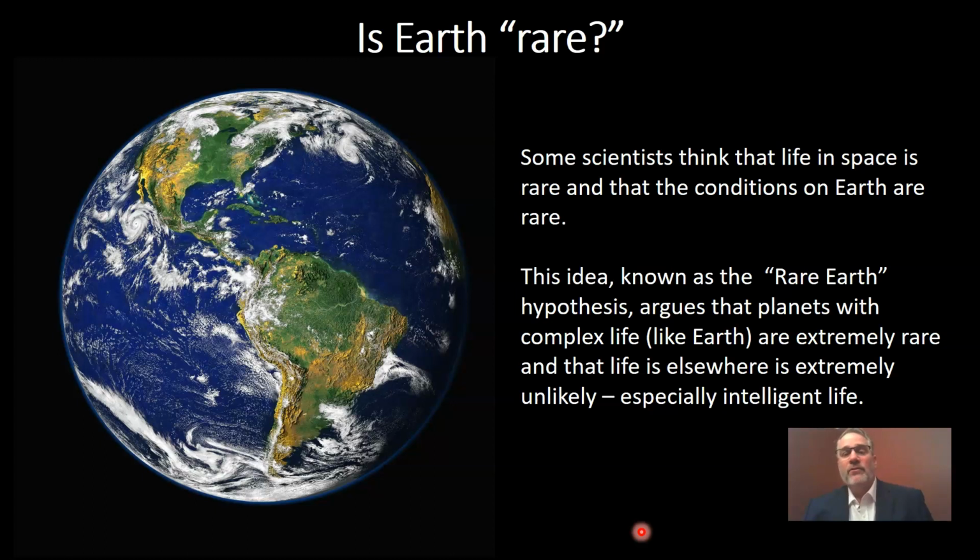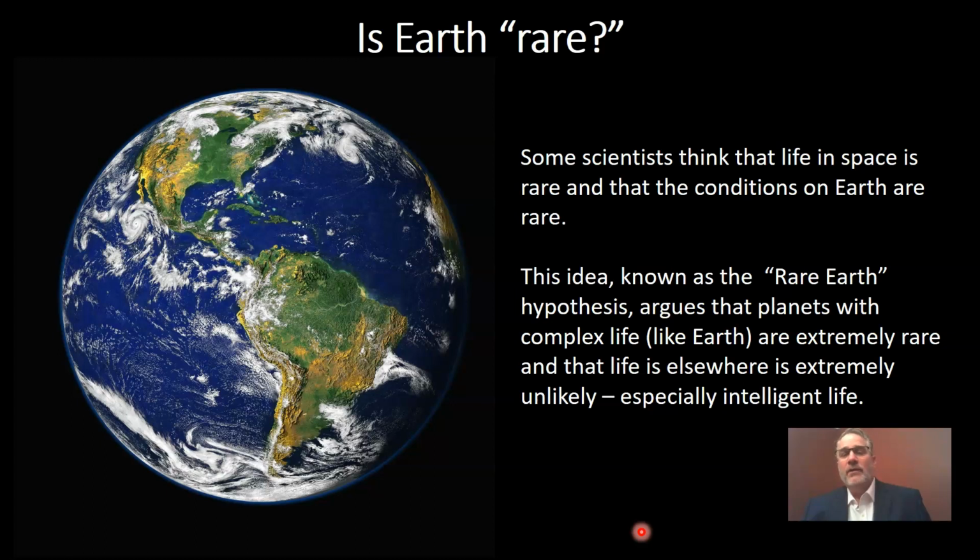So one group of scientists absolutely think that Earth is rare. And by that, they mean the conditions on Earth are rare. As a matter of fact, this whole idea is known as the rare Earth hypothesis. These scientists would argue that planets that have complex life like Earth, and by complex life, I mean life that is multicellular, made of more than one cell, so not single-celled organisms, are extremely rare, and that life elsewhere is extremely unlikely, especially intelligent life.